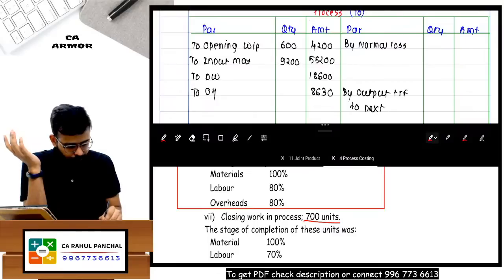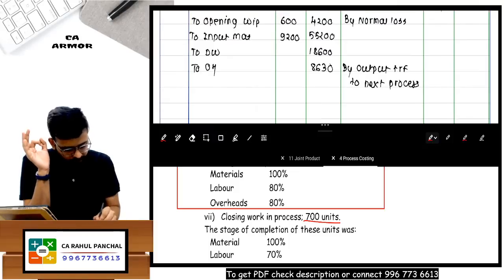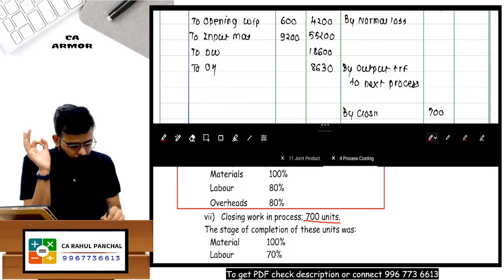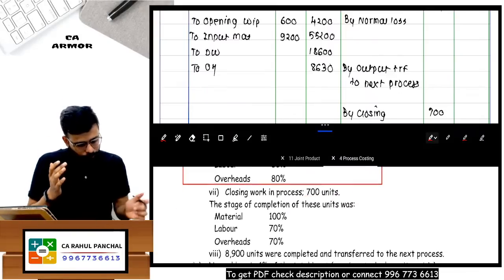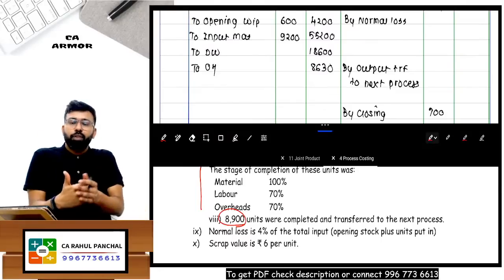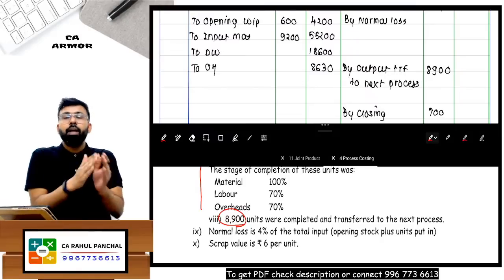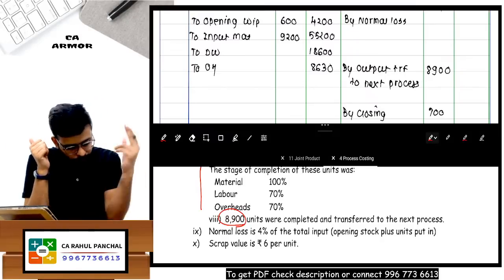Now let's see this. There is a closing stock of 700 units. So I am going to write by 700, by closing stock. The degree of completion is given; we will use it later on. 8,900 units are completed and transferred to the next process. So 8,900 will appear on the credit side, transferred to the next process.